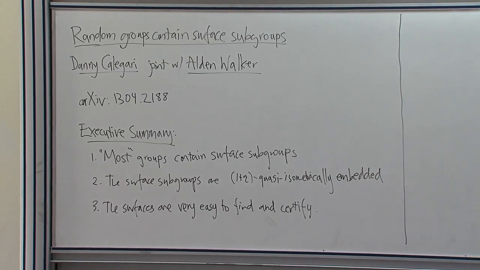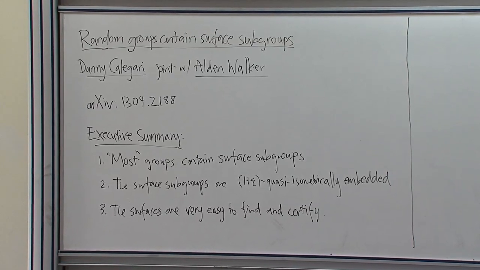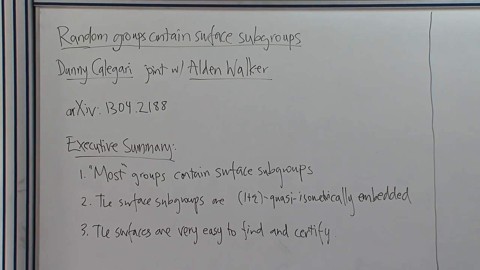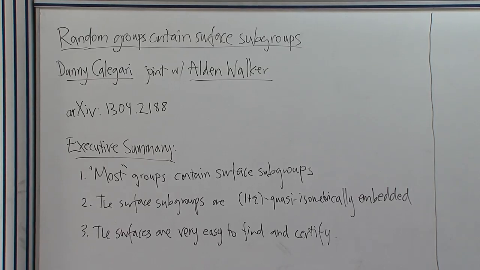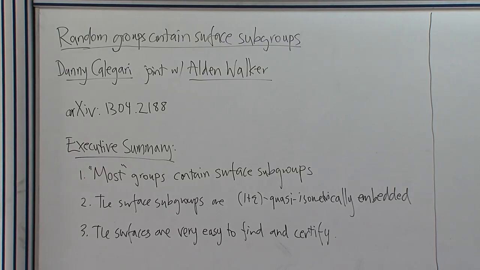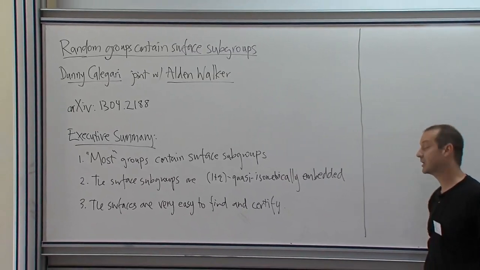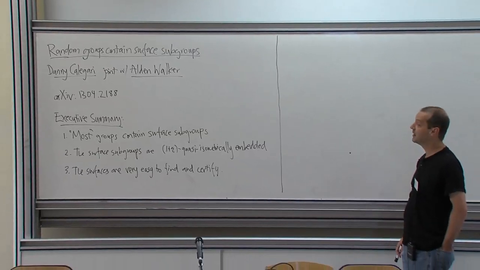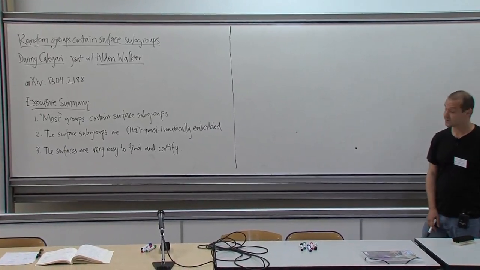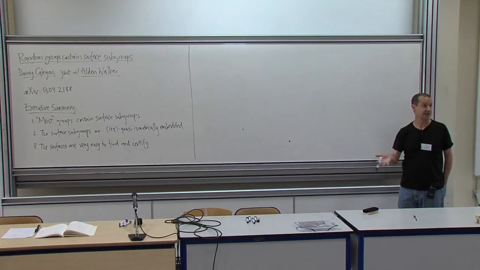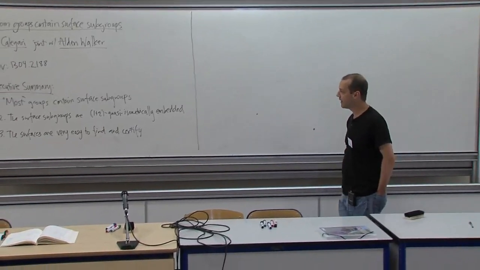So I've prepared an executive summary. I'll make these statements very precise in a minute, but the overview is as follows. First of all, most groups, I want to argue, contain surface subgroups. Here, groups are going to be finitely presented groups, so most finitely presented groups, in some sense, contain surface subgroups, meaning subgroups isomorphic to the fundamental group of a closed surface of genus at least 2, and usually pretty big genus.